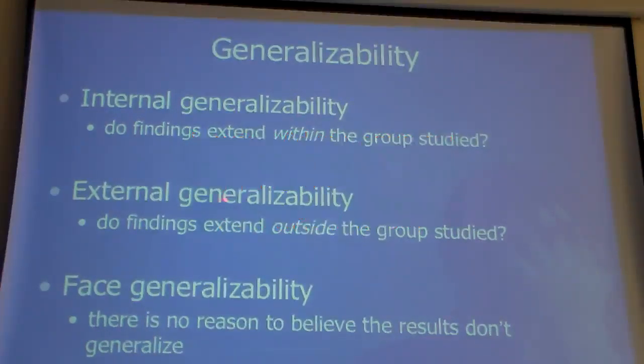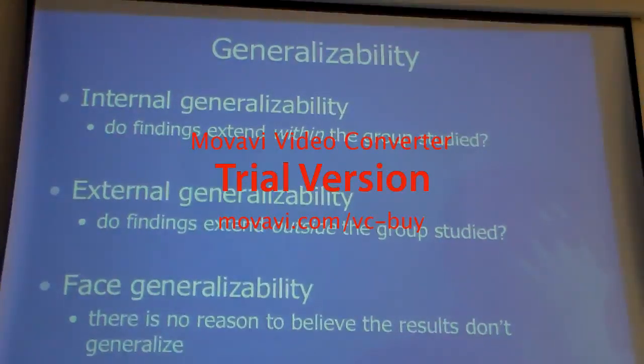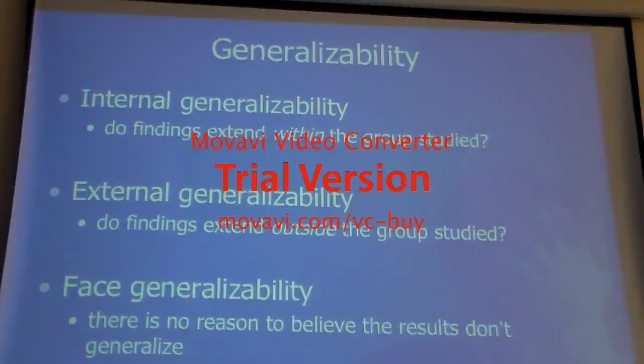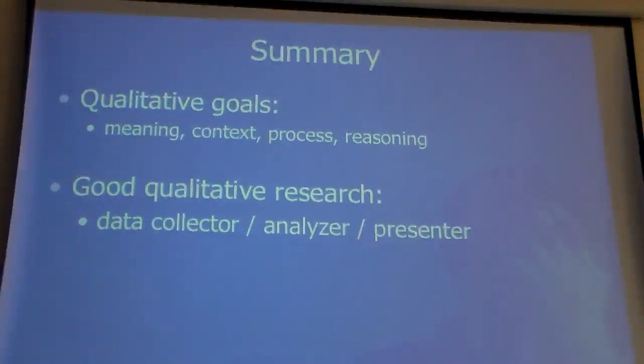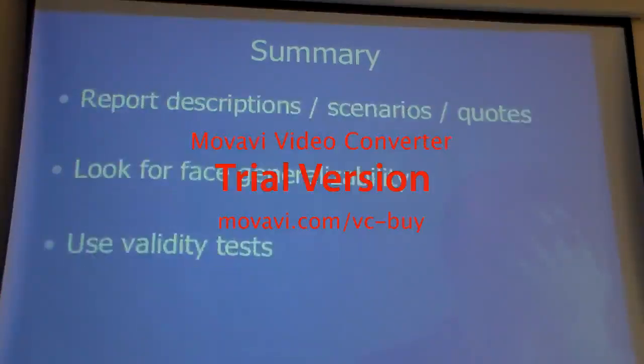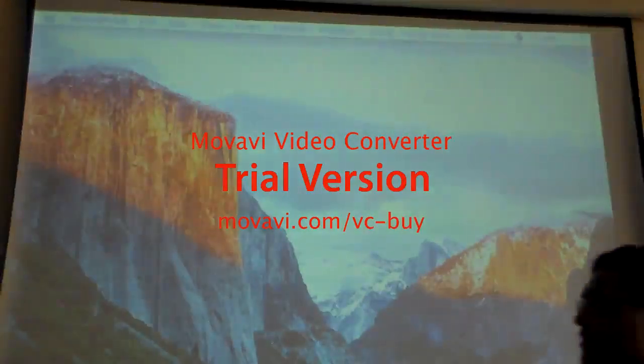About generalizability: internal generalizability asks whether findings extend within the group studied, and external generalizability asks whether findings extend outside the group. This is what we said in the previous slides; it was the same thing. Internal and external consistency are about the same thing, consistency or generalizability. There is no reason to believe the result will not generalize. And this is the summary of the slides, and these are the references.